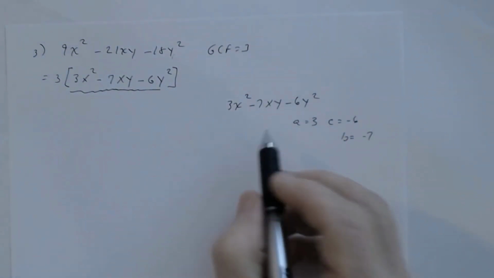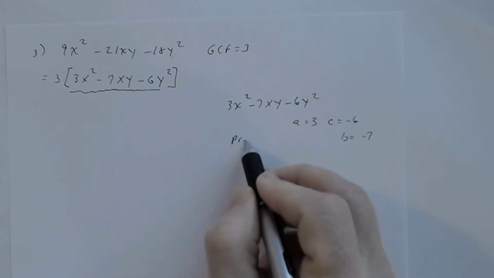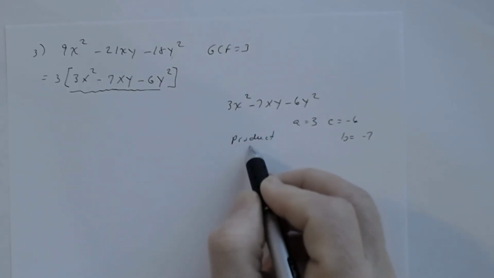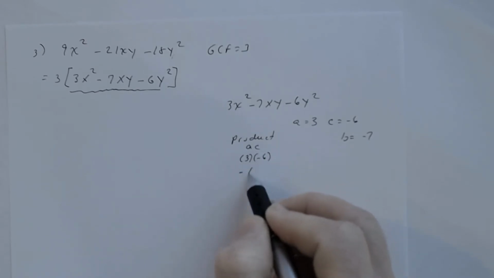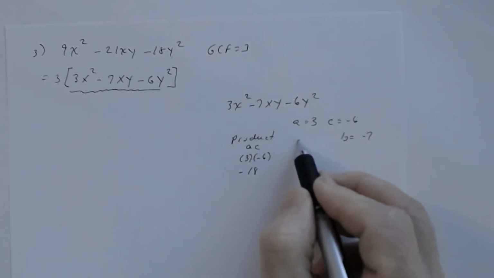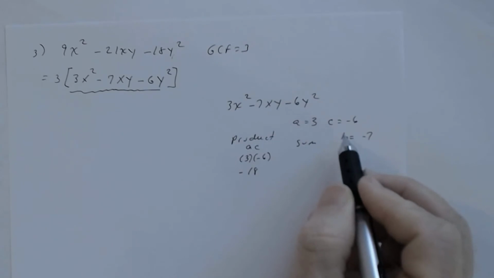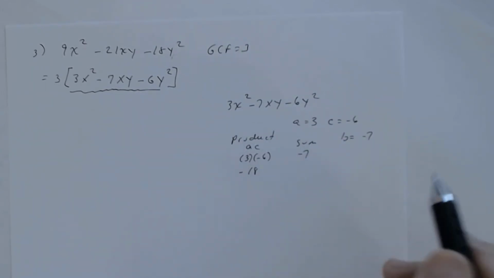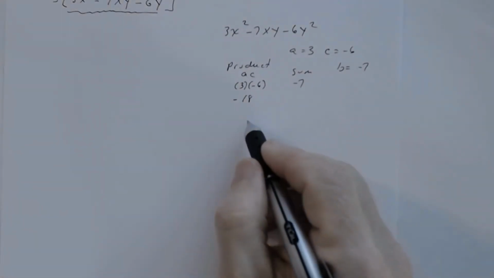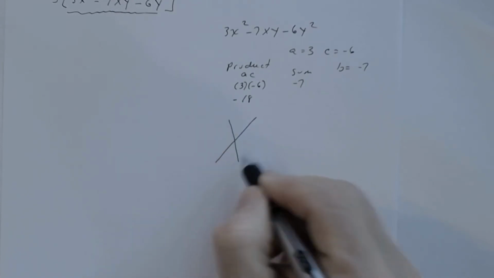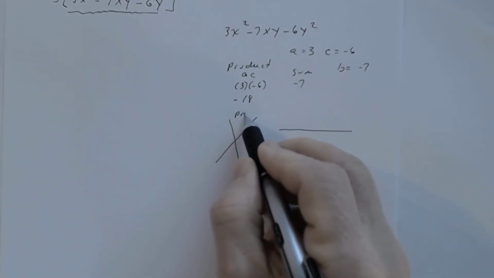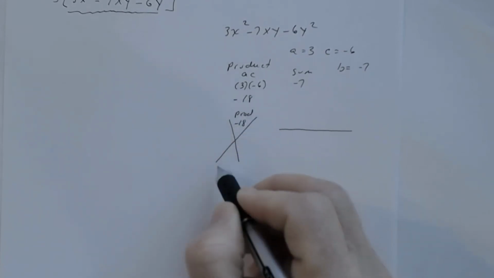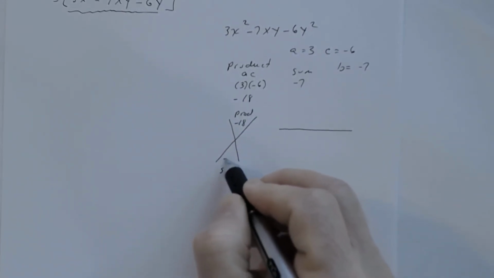Okay? All right, so I want to find two numbers whose product is AC. So in this case, it's 3 times negative 6, which is negative 18, right? And whose sum is B, which is negative 7. So let's go ahead and use that x in our table to help us. So I want to find two numbers whose product is negative 18 and whose sum is negative 7.